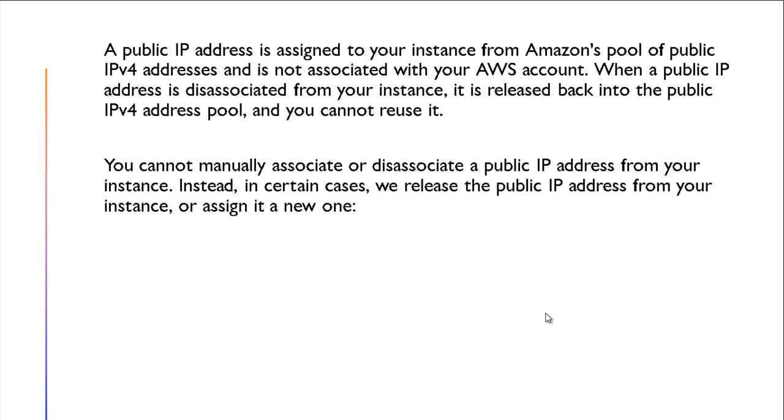A public IP address is assigned to your instance from Amazon's pool of public IPv4 addresses, and it is associated with your AWS account. When a public IP address is disassociated from your instance, it is released back into the public IP address pool and you cannot reuse it. You cannot manually associate or disassociate a public IP address from your instance. Instead, in certain cases, we release the public IP address from your instance or assign it a new one. That public IP address we basically get from the DHCP pool from AWS, and it cannot be released manually. If my VM is stopped, that IP address is automatically released.